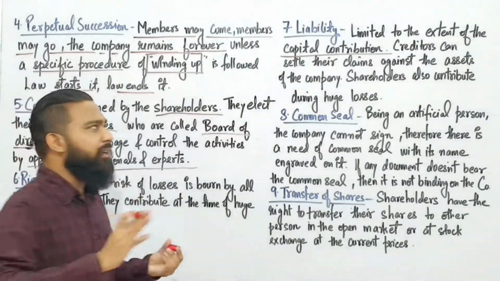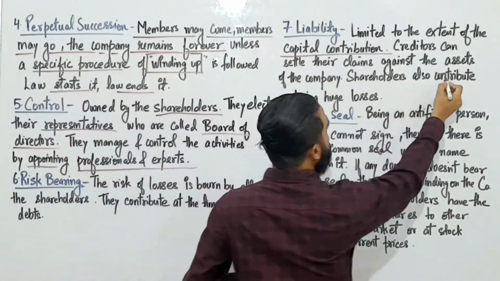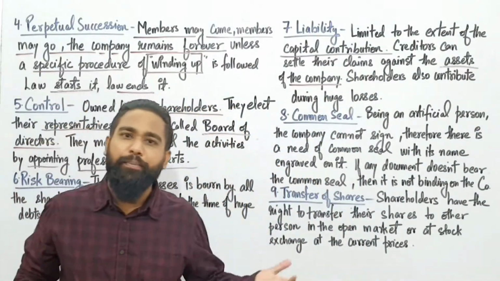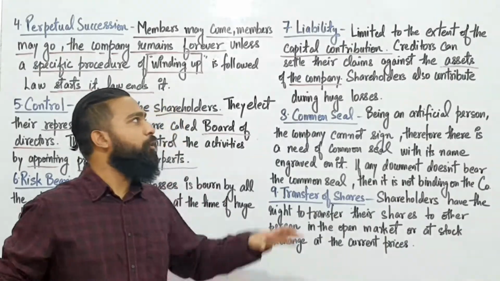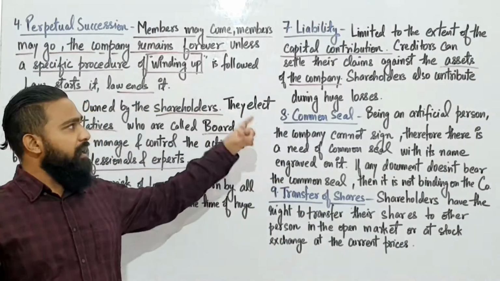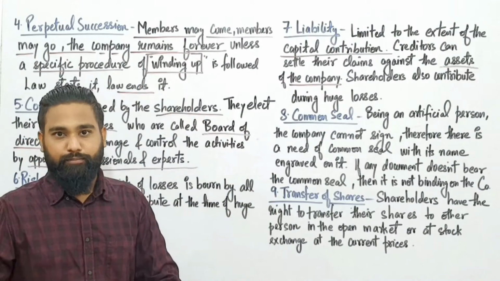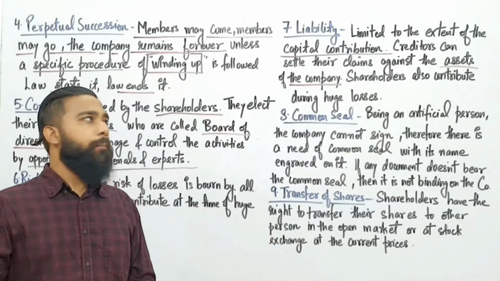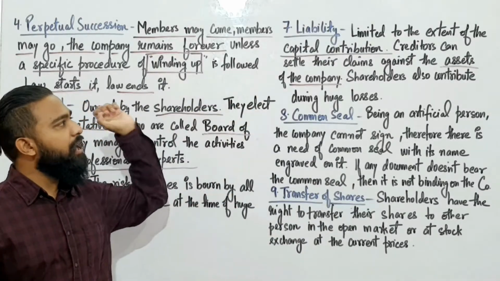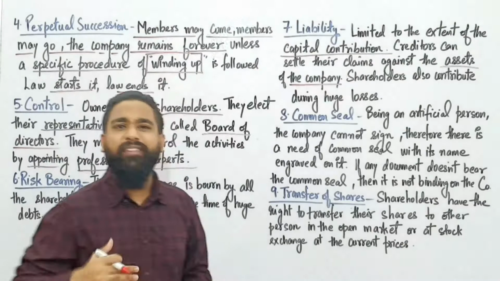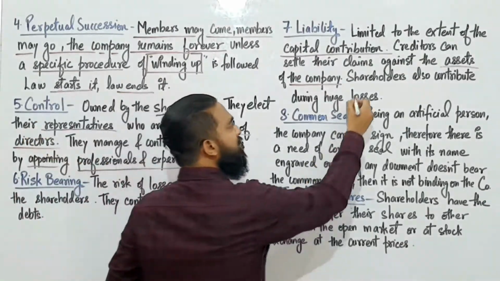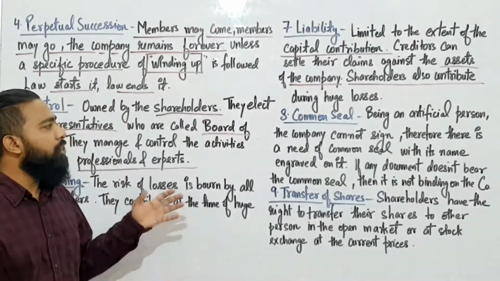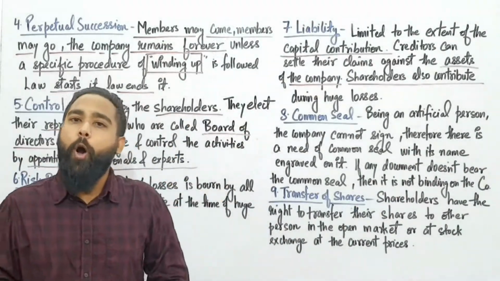Now, creditors can settle their claims against the assets of the company because the company has a separate legal entity. Therefore, the creditors can claim the assets. They can ask them to sell the assets and give the money back. So the creditors can settle that claim against the assets of the company. But still, if there are huge losses, then shareholders also contribute. Fine? Understood?